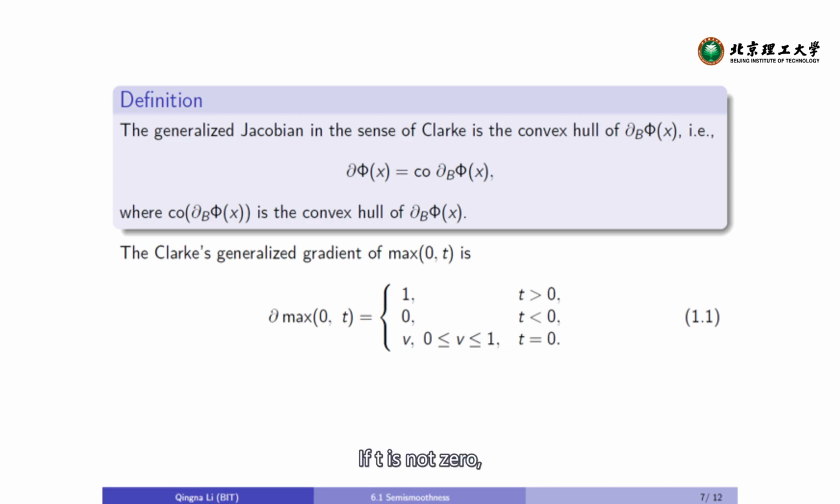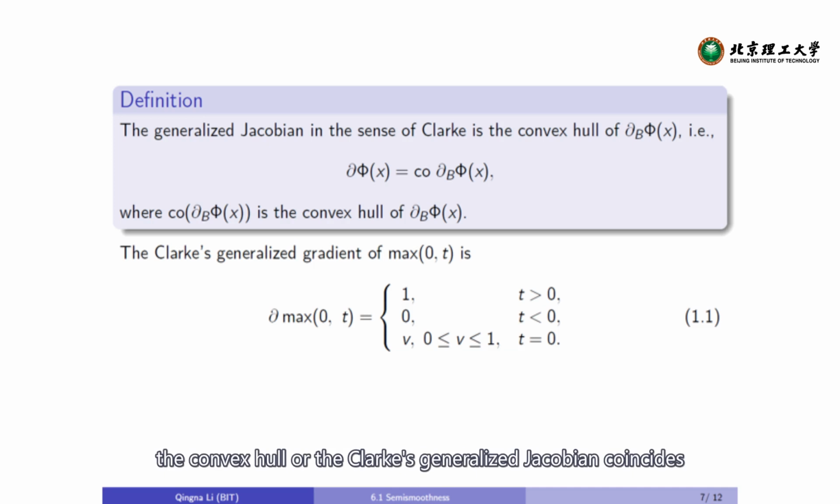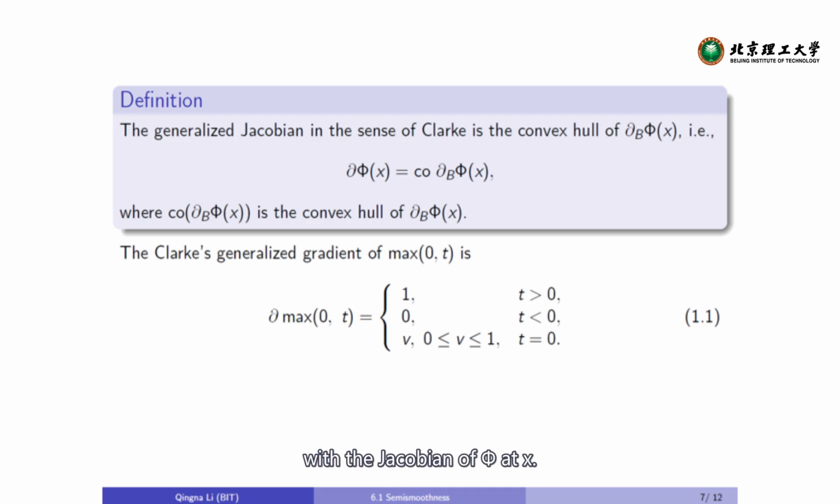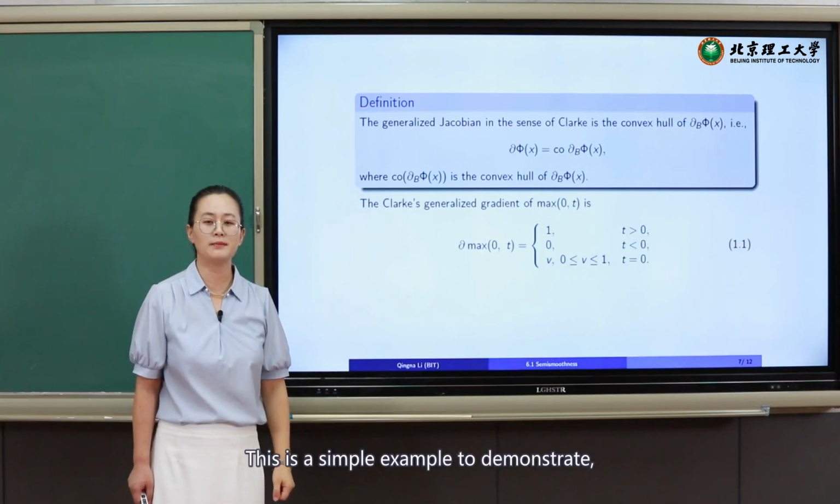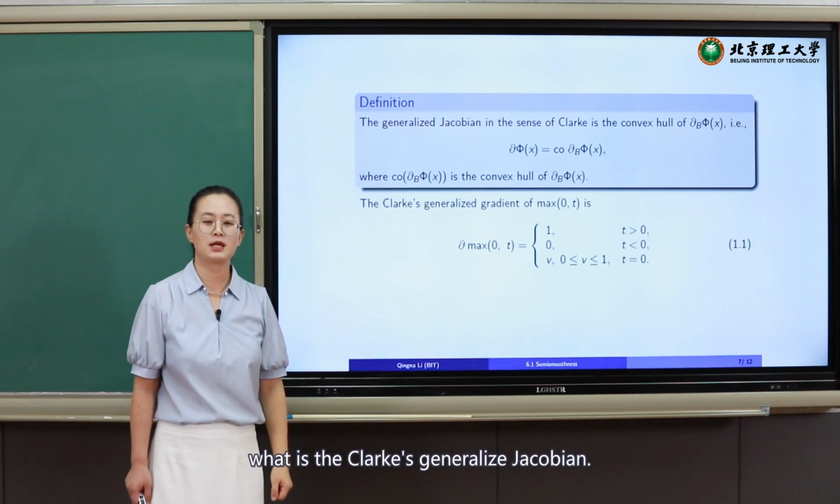If x is not 0, then it is differentiable. Therefore, the convex hull, or Clarke's generalized Jacobian, coincides with the Jacobian of phi at x. Therefore, if x is greater than 0, then Clarke's generalized gradient is 1. If x is smaller than 0, then it is 0. So this is a simple example to demonstrate what Clarke's generalized Jacobian is.